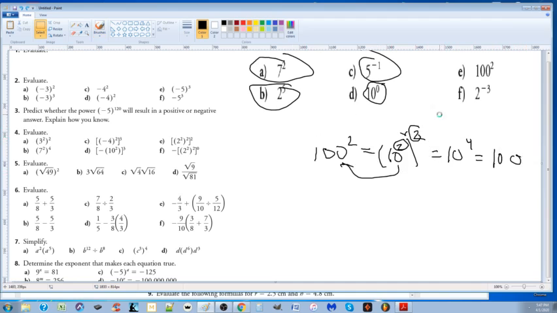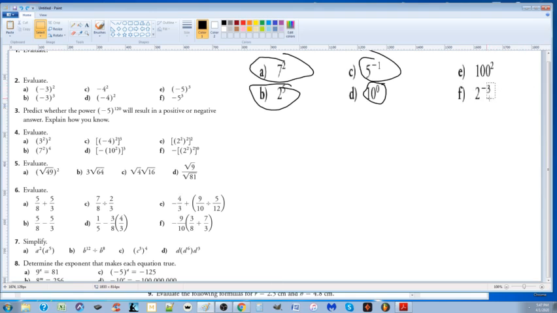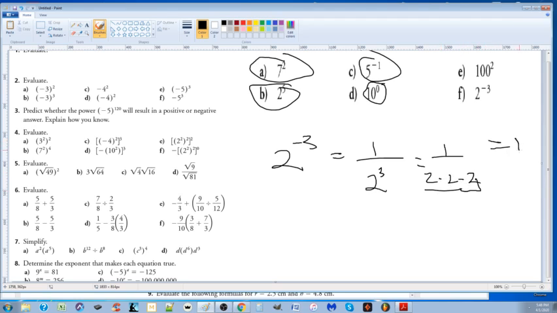And finally, the last one, this one here, 2 to the negative 3. Well, I just said anything with a negative exponent, you simply send it to the bottom with the same exponent but positive. 2 to the power of 3 is the same as 2 times itself 3 times. So it's 1 over 2 times 2 times 2. That's 4 times 2. It's 1 over 8. That's what 2 to the power of negative 3 is.